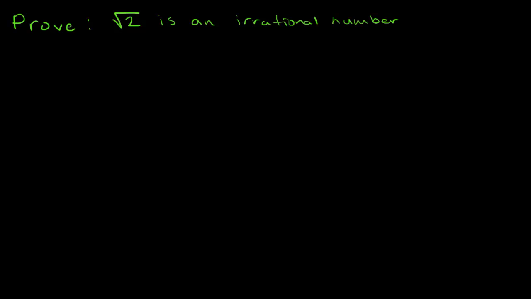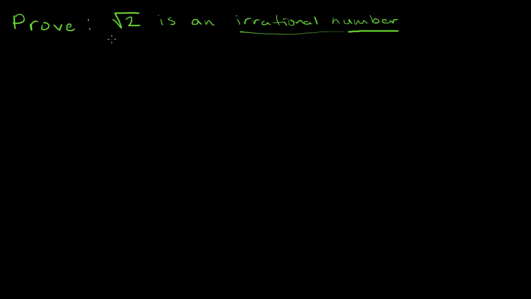Okay, this tutorial is on the proof that root 2 is an irrational number. Before we get into that, let's clarify that a rational number is a number that can be represented as a fraction, in other words, as the ratio between two integers.